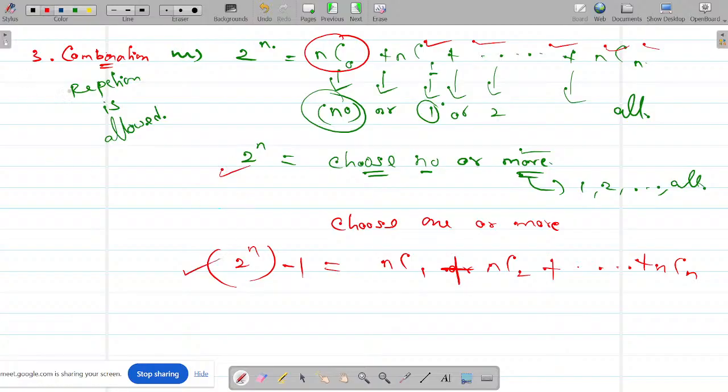This all falls under which case? Repetition is allowed. Generally, combination means repetition not allowed. But this is a specific case where repetition is allowed. Please make a note.